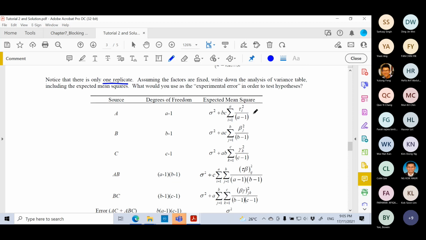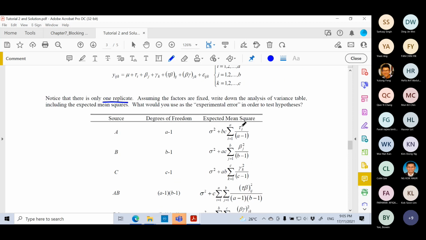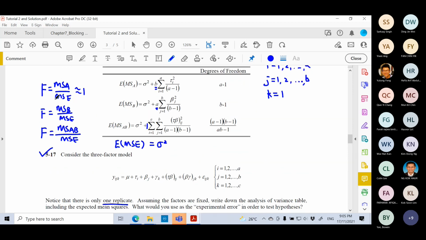Okay, so I just want to show you the expectation so that we relate it to this concept. If they are no different, sigma square will equal sigma square, and the answer will be equal to 1. If there is a difference, the answer will be more than 1, so the MSA will be larger than the MSE. Okay, so for the 5.14 and 5.17, you no need to do anything. I just want to explain this part to you only.